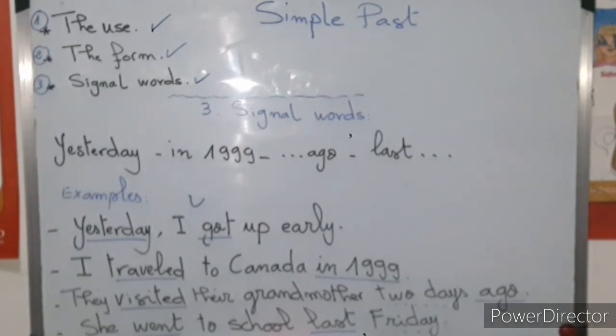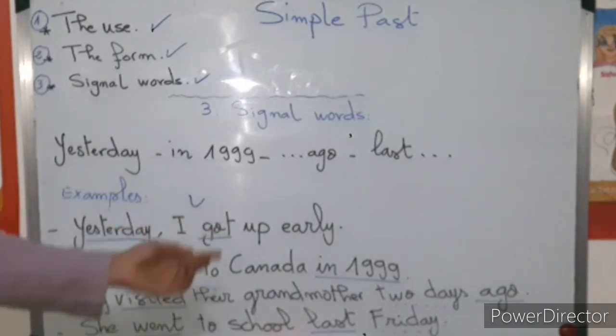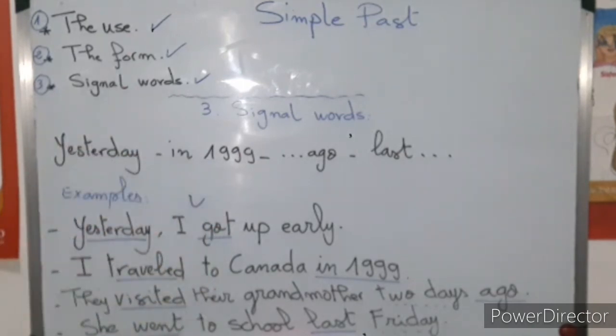I hope that I helped you to understand simple past. It's an easy lesson, and what's good about it is you have only one form with all subject pronouns. So I got, you got, he got, she got, we got, you got, and they got. So it's an easy lesson and an easy tense. I hope that it's quite clear.